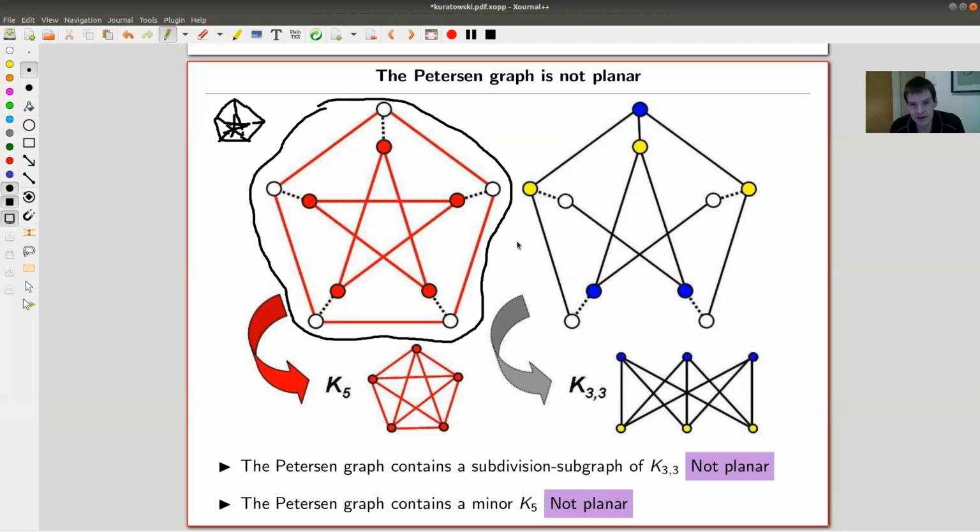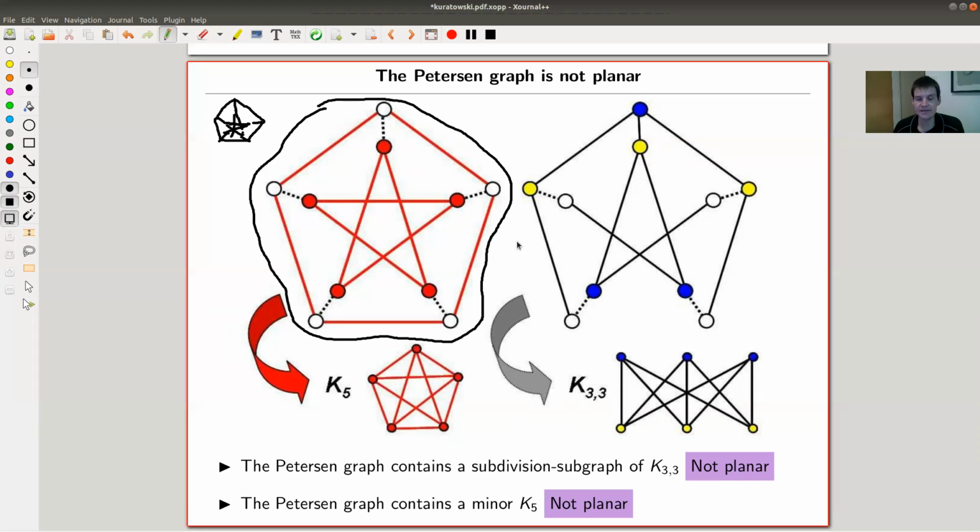So it's not planar. You don't even need to think anymore whether this is planar. Remember, this is just one drawing. It could be some other crazy drawing which makes it planar. Nope, it can't, because you have identified K33 as a subdivision subgraph. So there's a subgraph, and the subgraph is a subdivision of K33.